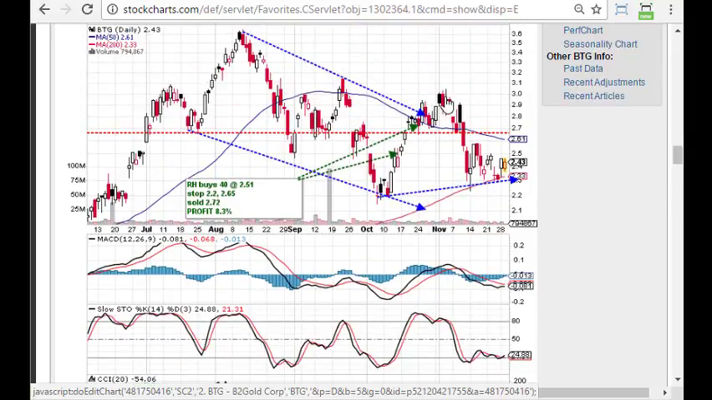It went a little bit further, but I was happy to get the top here because I wasn't sure if it was going to breach this downtrend at the top right here. It's close enough. I got out for an 8.3% gain, and then it went back down.